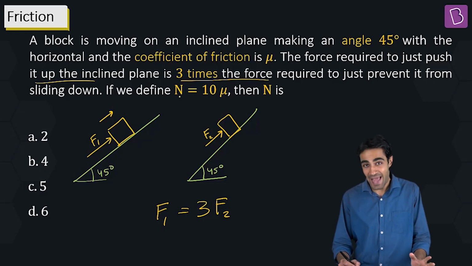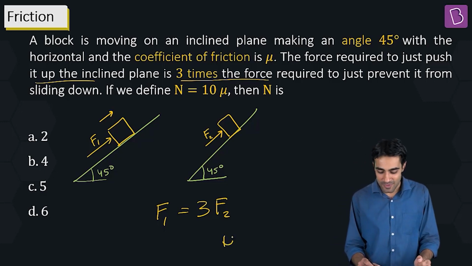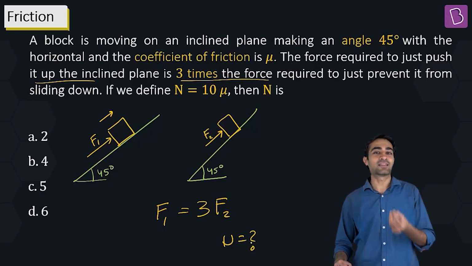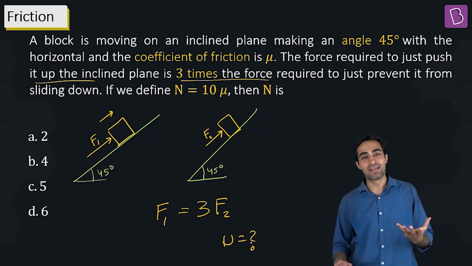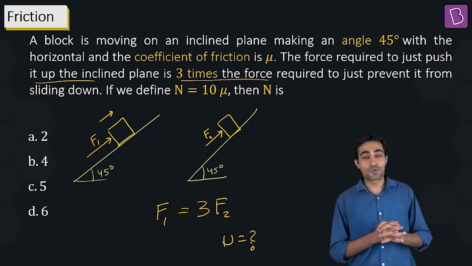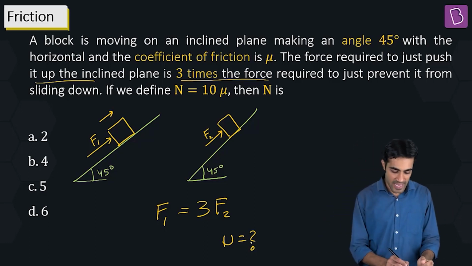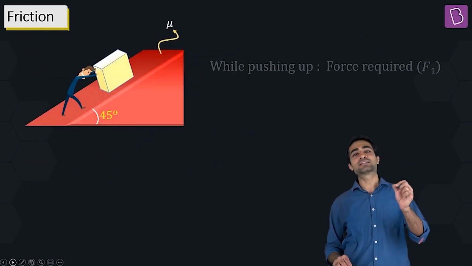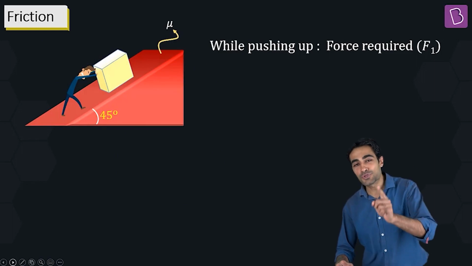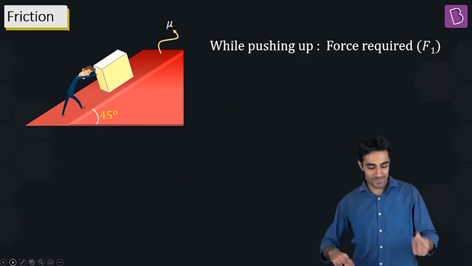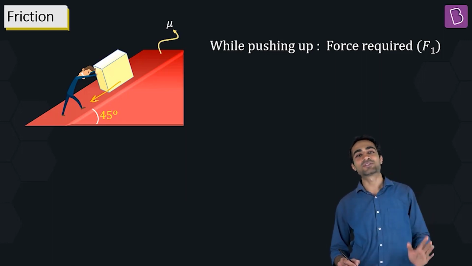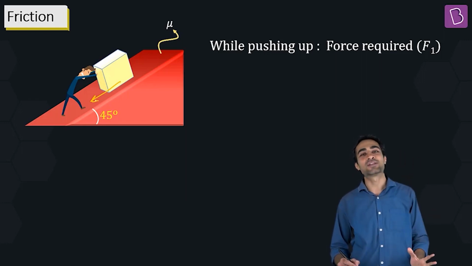To find n, we must know what mu is, right? So we will find out what mu is, and then we will get the answer. We will find out what n is, which is 10 times mu. So simple. Let us see the two cases. In the first case, we are pushing this block up the inclined plane. And if we want to push this block up the inclined plane, the friction force must act in the downward direction, or down the inclined direction, right?